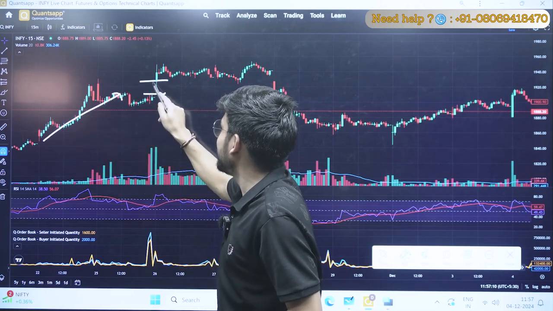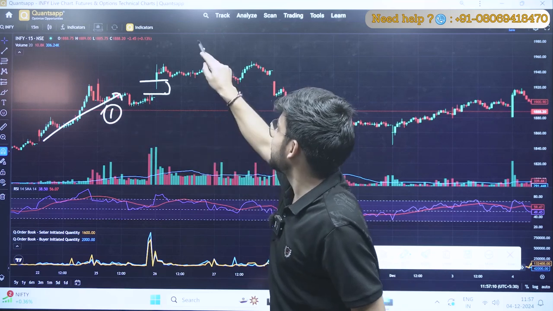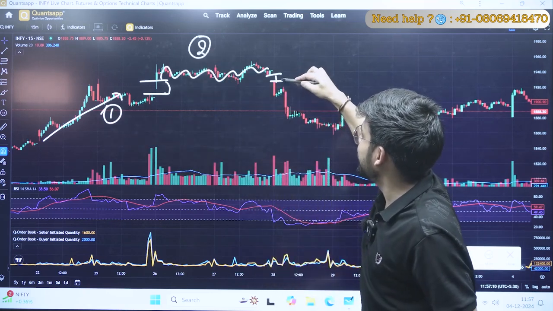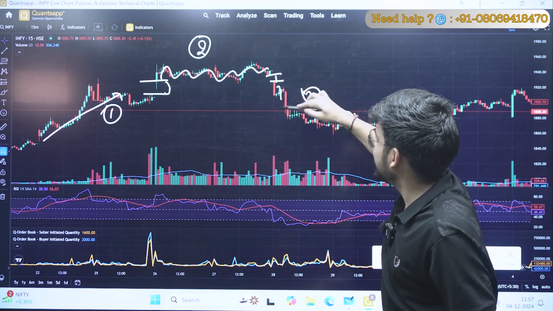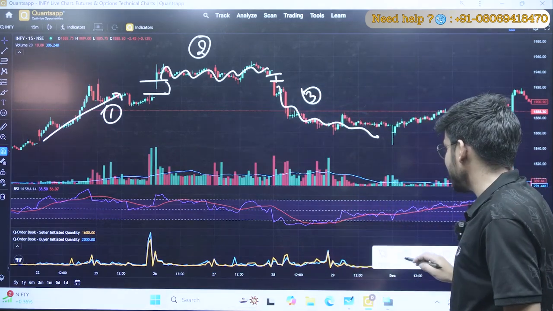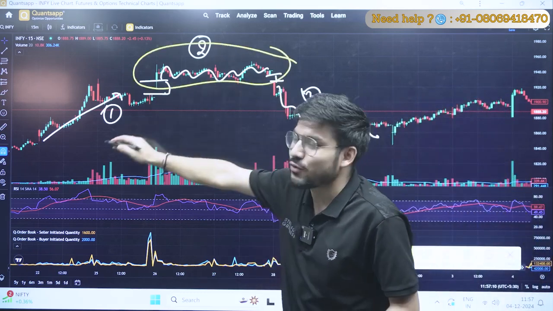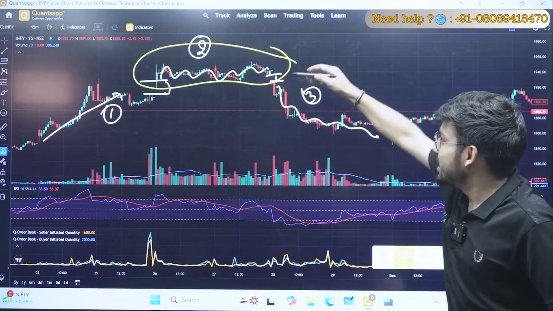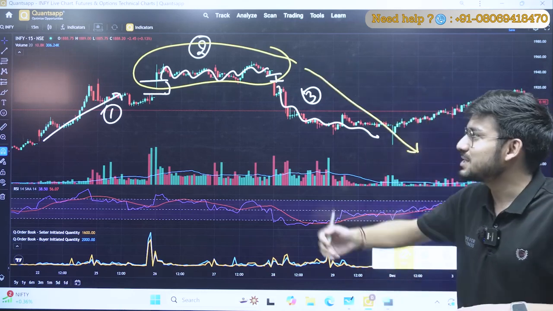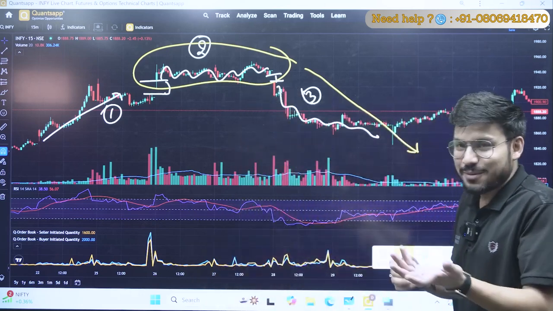Then there was a gap up opening. So this was our first day, then this was our second day, where my market traded here. On the very third day it gave me a gap down opening, and this was my third day, and then the market started trading downward. So this is an island, you can see it is excluded from the mainstream, right? The market will change its direction to the negative direction from here. This is how you have to analyze the island gap.